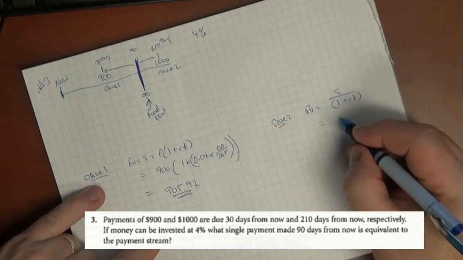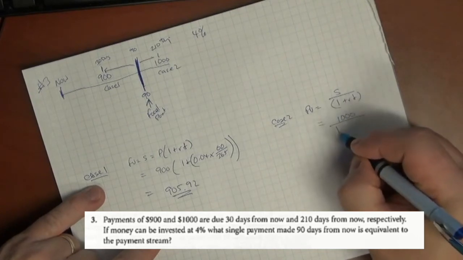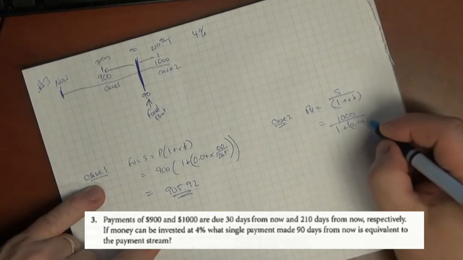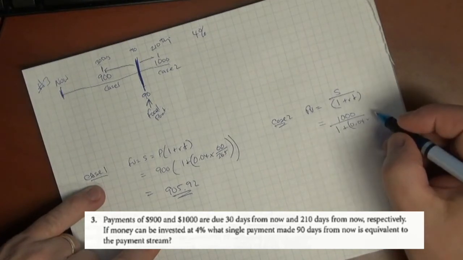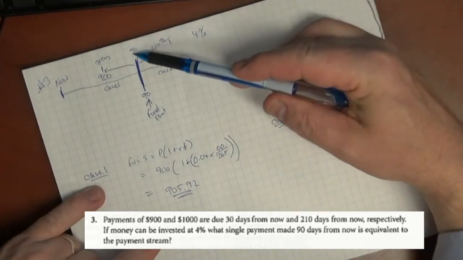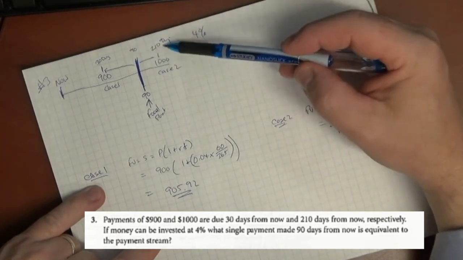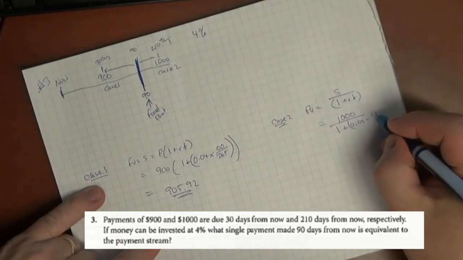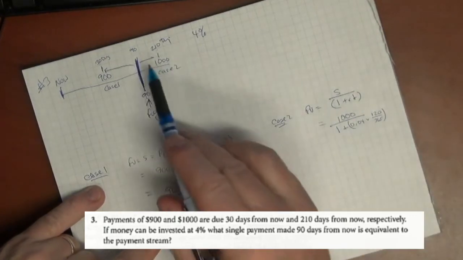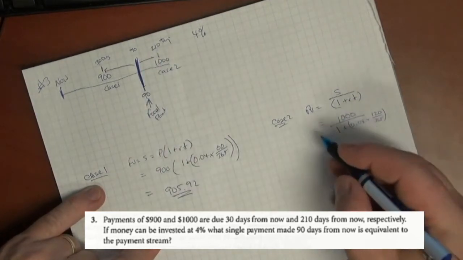We know that the S is 1,000. 1 plus the rate, which is 0.04 times, let's see now, 210 days versus 90 days. So we take 210 minus 90, which is 120 days. 120 over 365. So again, the period is 120 days between the focal point and that point there.